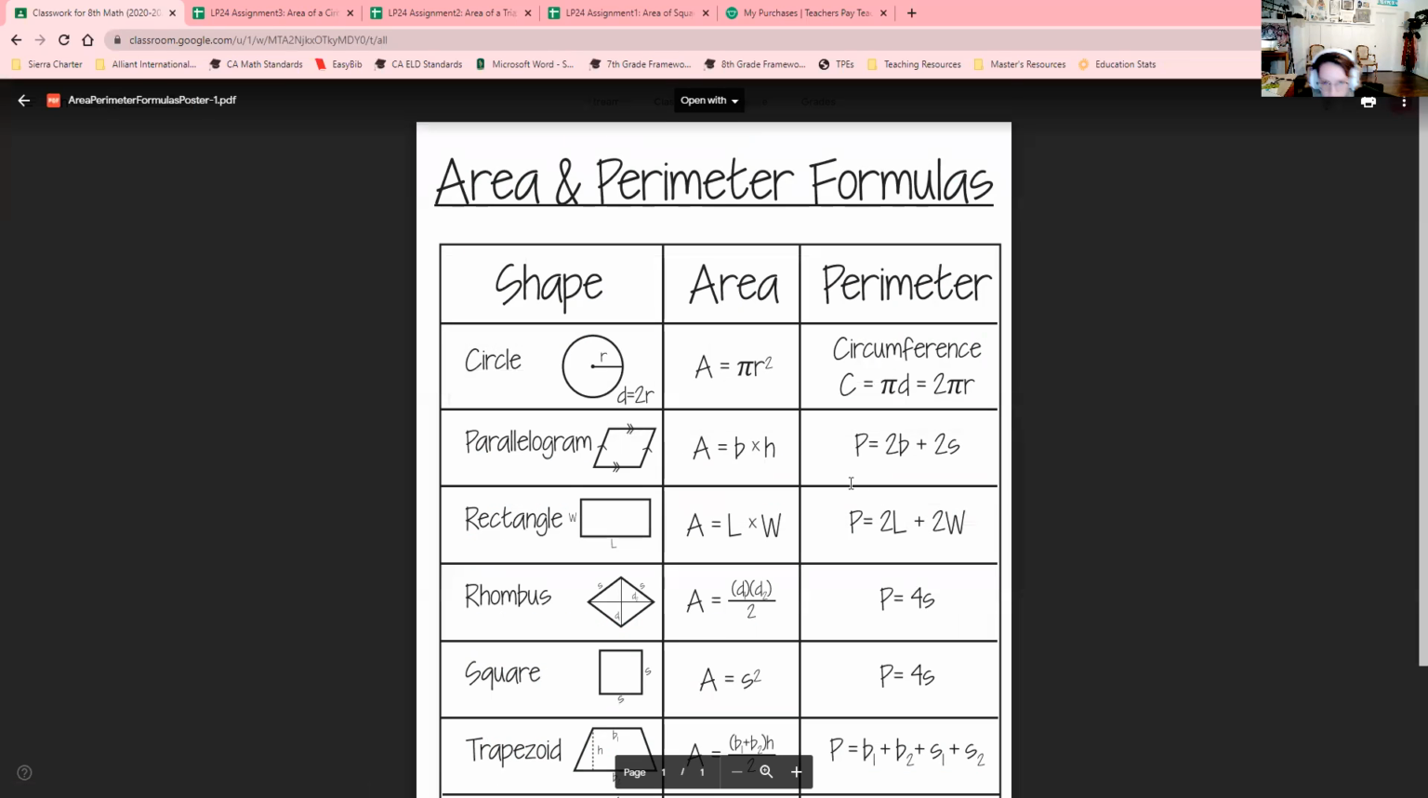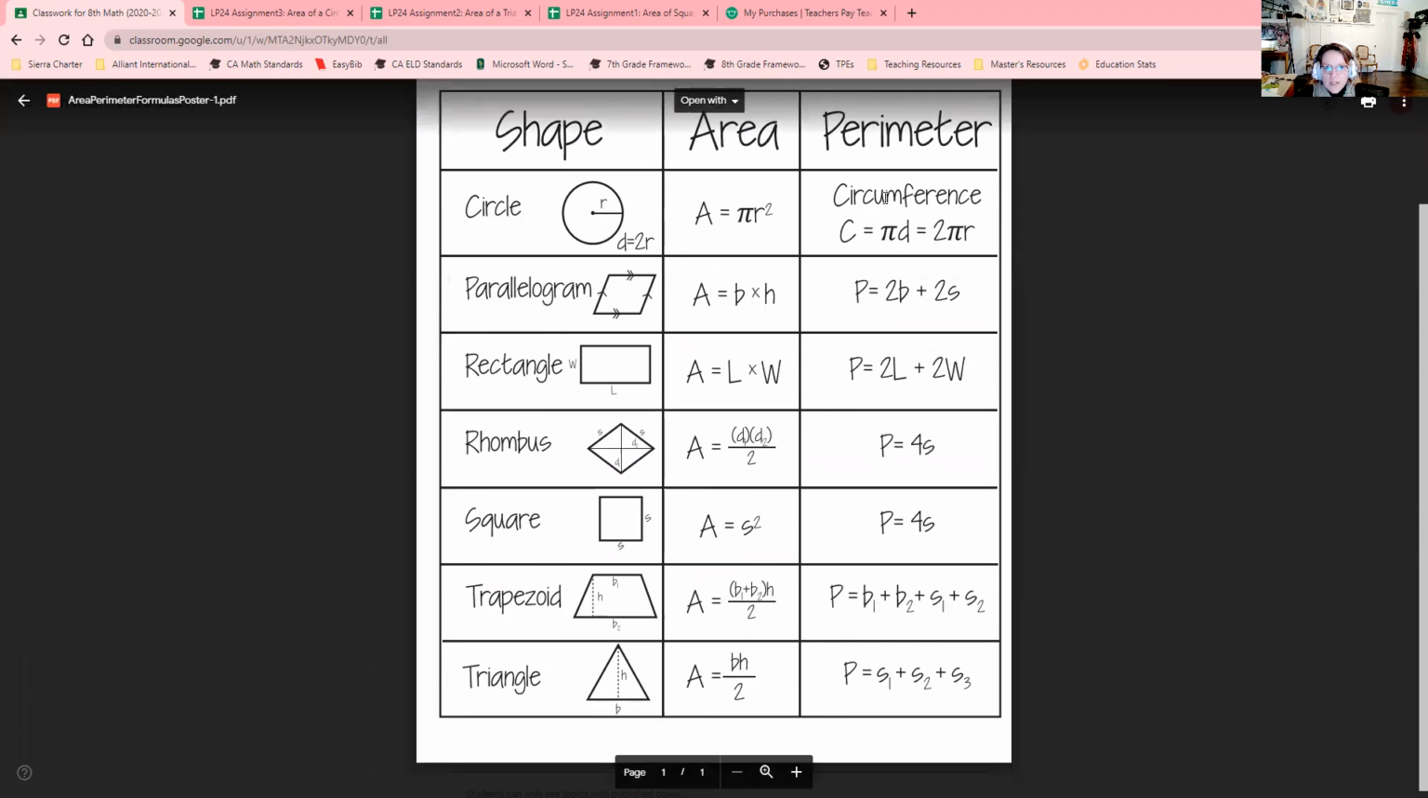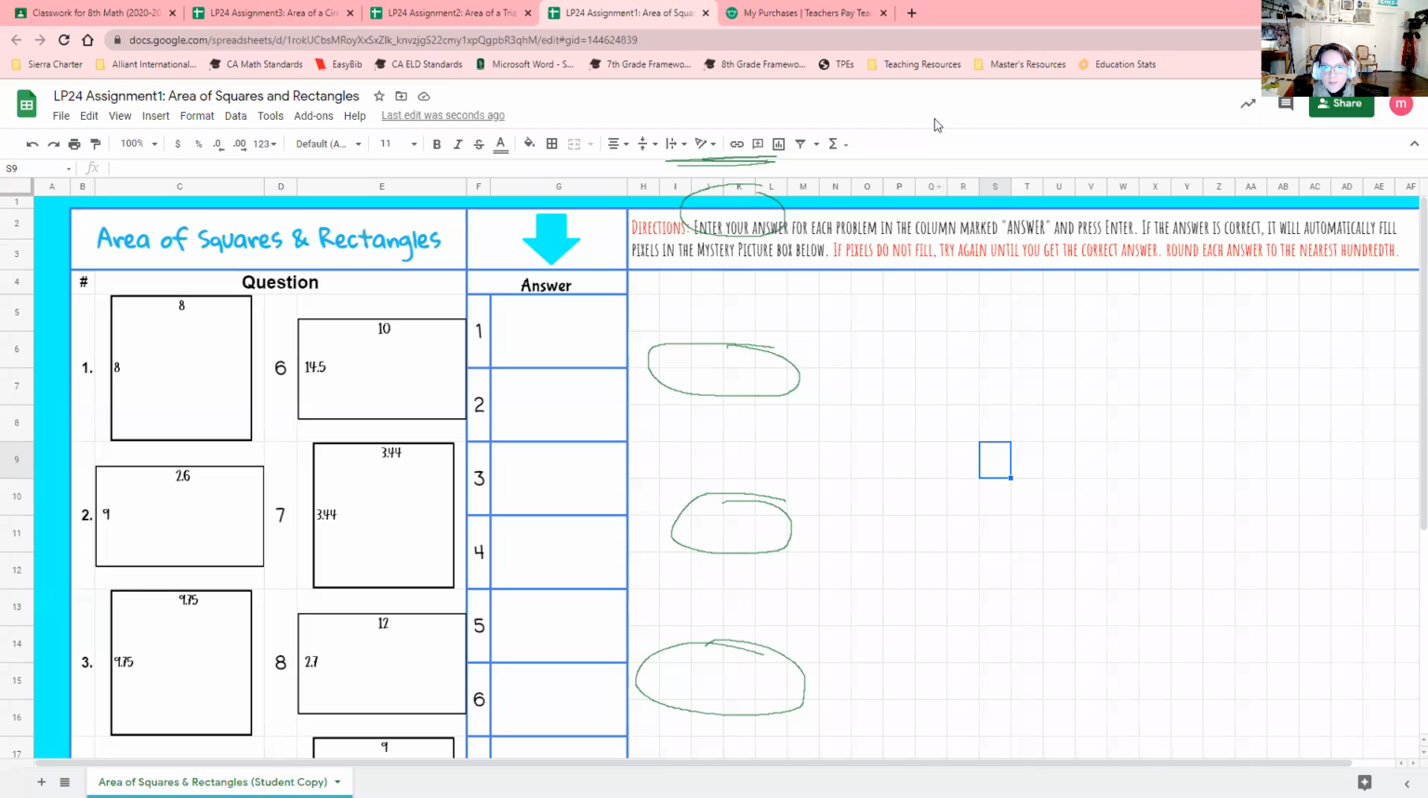It is already pre-filled out for you, but this is available in case you need to double check your area formulas. We have the circle, the rectangle, the square, and the triangle here, if you need to check back and remind yourself what those are while you're working this week. There are 3 assignments. Each one's pretty short.